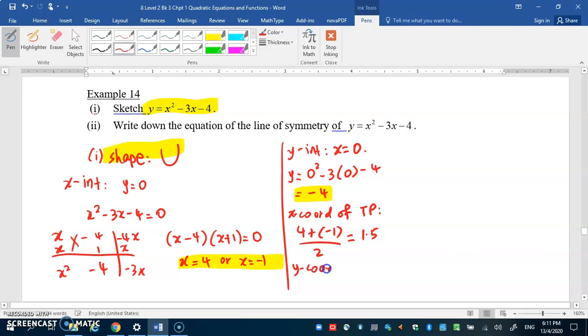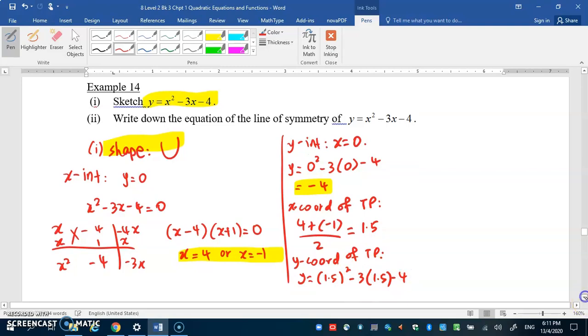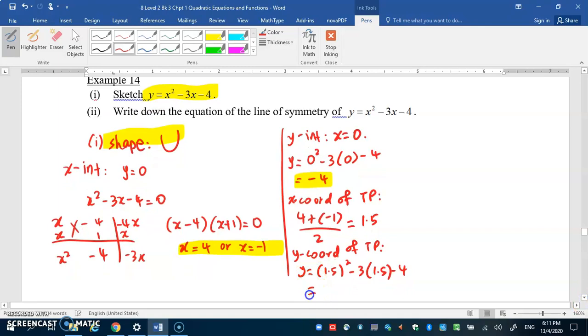How do you find the y-coordinate of the turning point? You sub in y equals 1.5 squared minus 3 times 1.5 minus 4. There's so many beautiful things you can do with the equation. Like solve, factorize, sub in. Now I need a calculator. Not so beautiful anymore. Minus 3 times 1.5 minus 4. See, the answer is negative 6.25. Okay, it's okay to have decimals. So the turning point is (1.5, negative 6.25). That's where I'm going to turn.